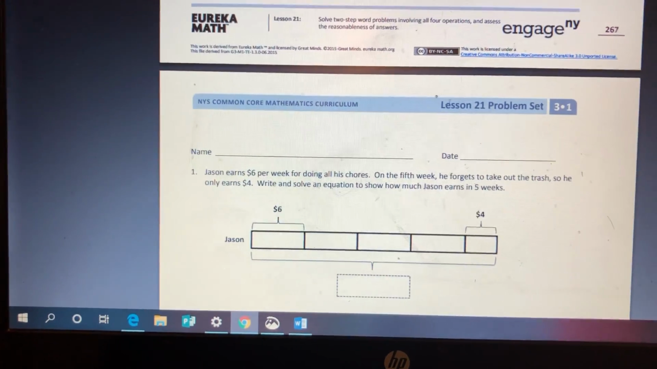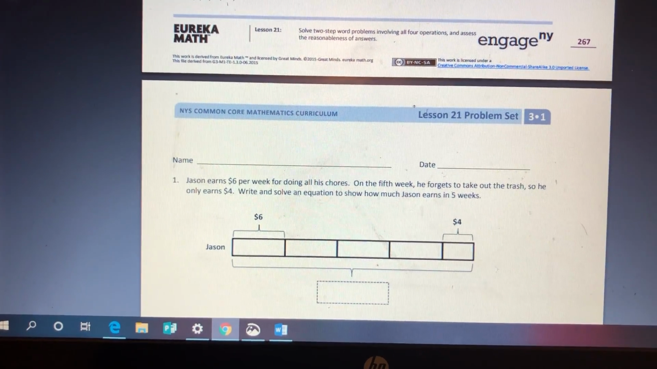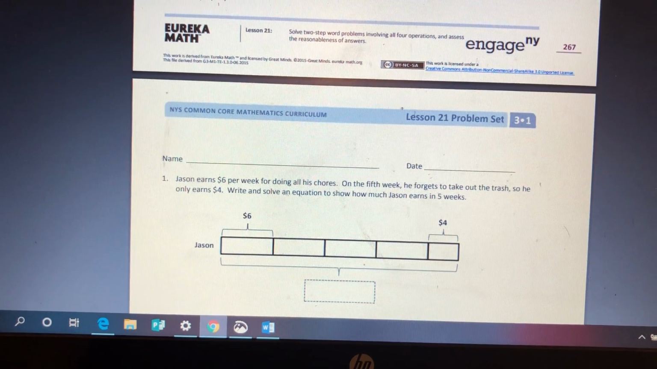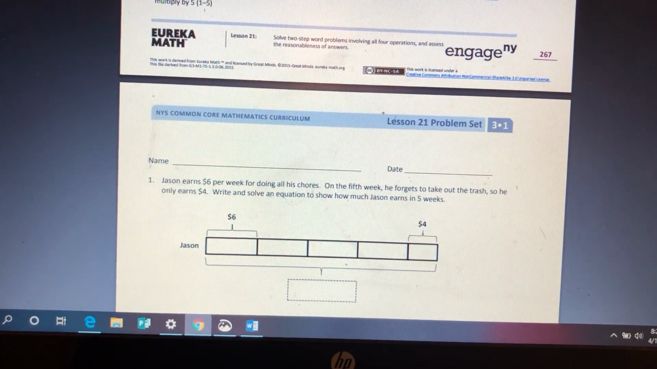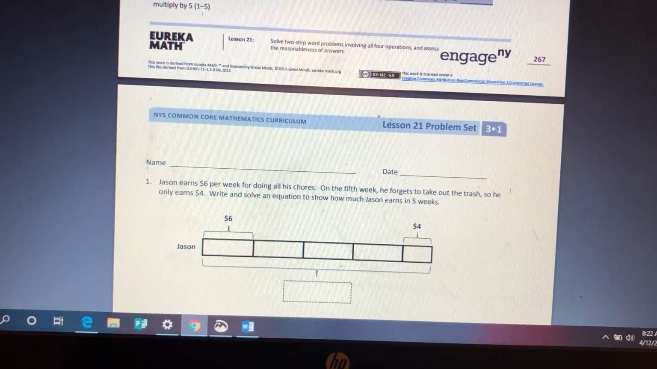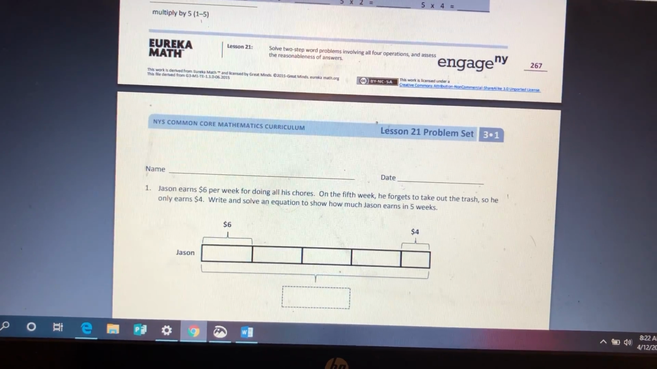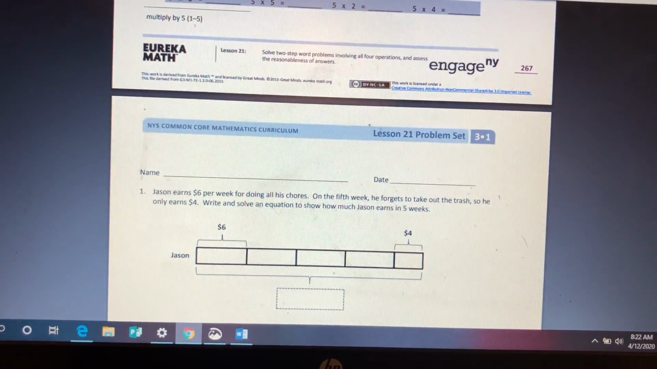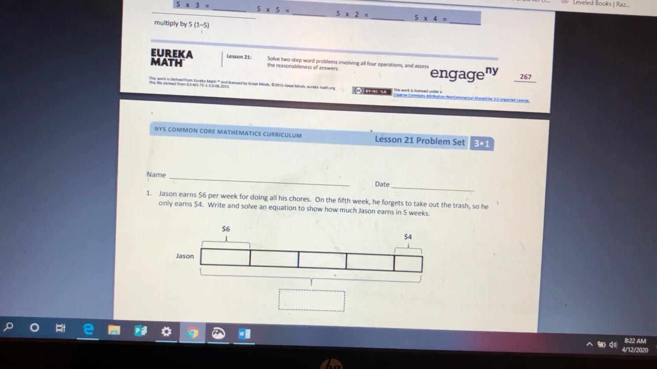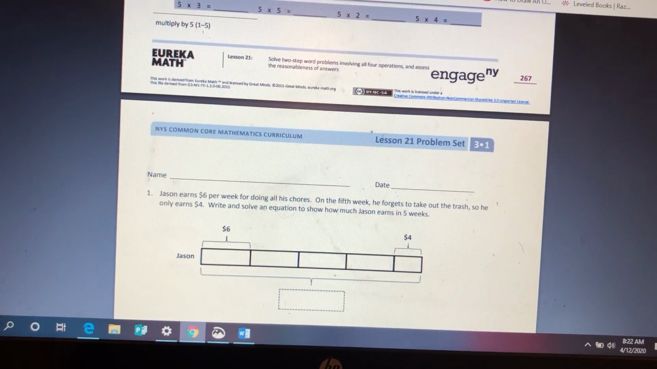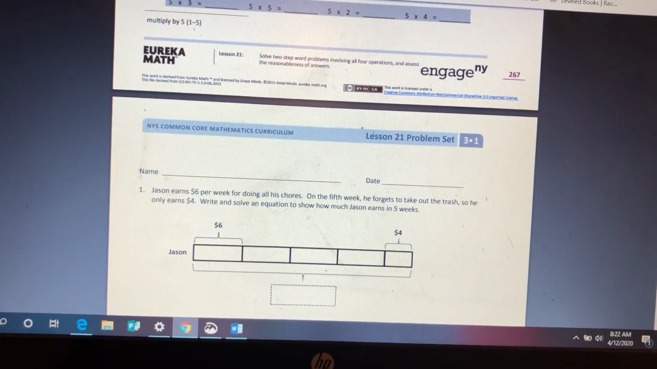Okay, Jason earns $6 per week for doing all his chores. On the 5th week, he forgets to take out the trash, so he only earns $4. So he missed a chore, so his allowance kind of got docked, so he only gets $4 instead of 6. Write and solve an equation to show how much Jason earns in 5 weeks.